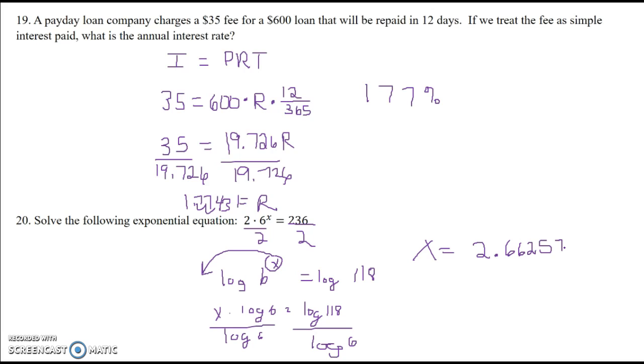So just to check and make sure, log of 118 over log of 6 is 2.66257. There you go.